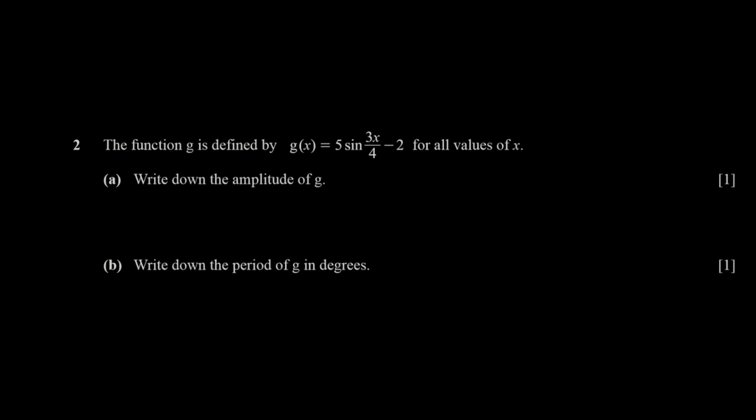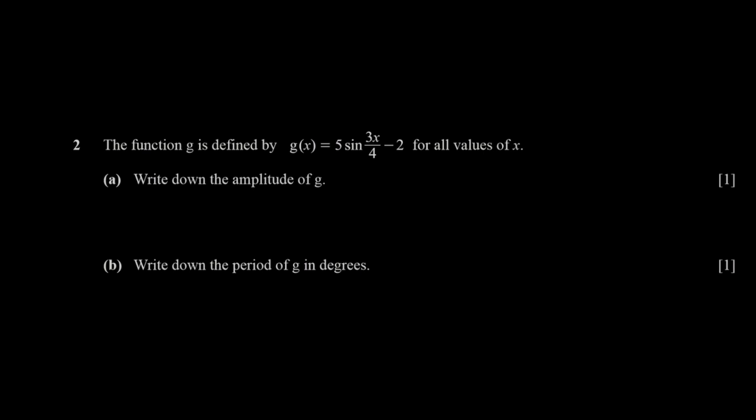All right then, question 2, which is a trigonometric graph question. The function g is 5 sine 3/4 x minus 2. And we want to write down the amplitude of g. We want to write down the period of g in degrees. Now, I think this is a helpful place to do some quick recap.